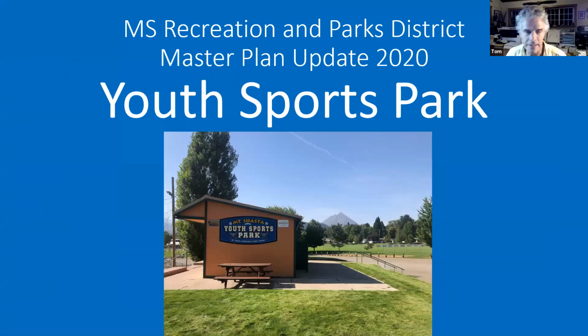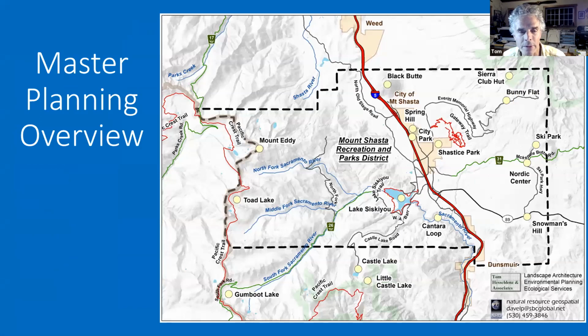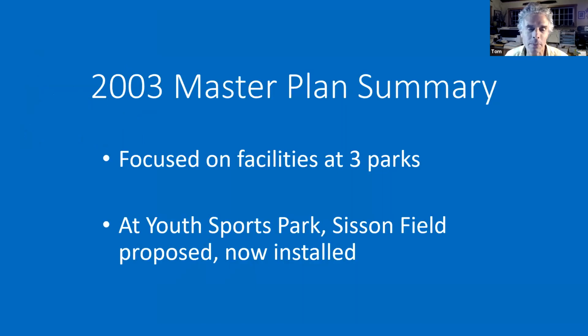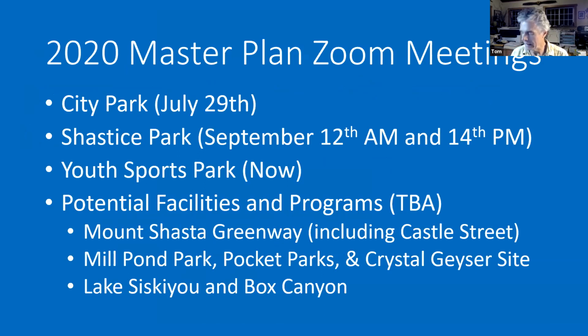So as Shannon was saying, tonight the focus is on the Youth Sports Park. And she was showing a map earlier, but this is the entire district, 142 square miles. And within that very large area, here are the 3 parks that the Rec District currently manages: City Park, Shasta East Park, and Youth Sports Park, which, okay, where is it? At any rate, it exists. A master plan was done in 2003 mostly focused on the city park and Shasta East Park, but the one facility that was mentioned at the youth sports park was Sisson Field. And that was proposed at the time, and it is now completed.